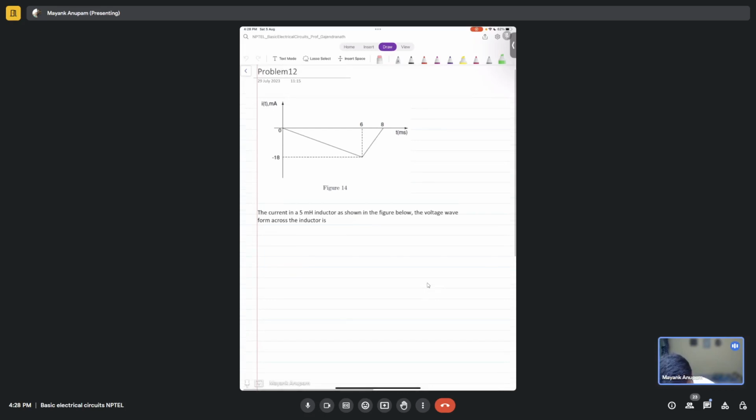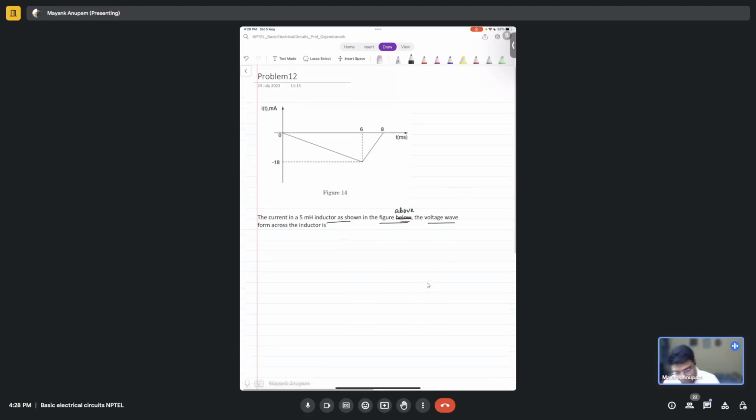Anyway, let's solve this question quickly, and then we'll be solving two or three questions for this week's content. Fine. This is the current in a 5 Henry inductor as shown in the figure above. The voltage waveform across the inductor is.